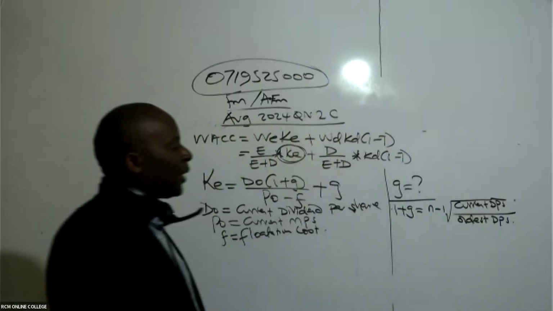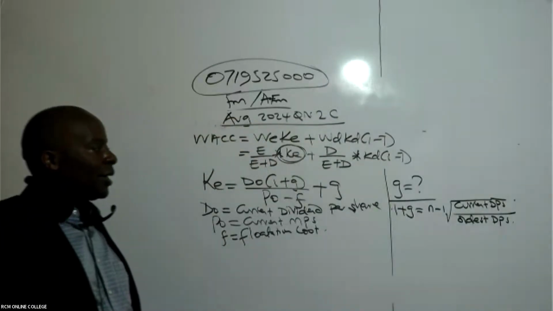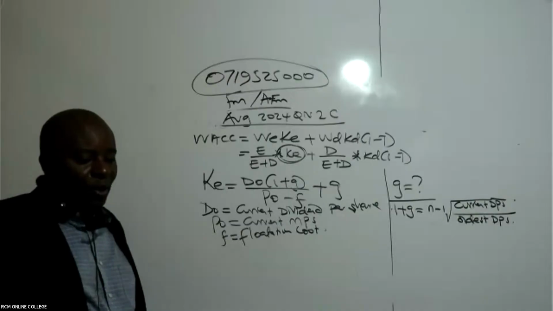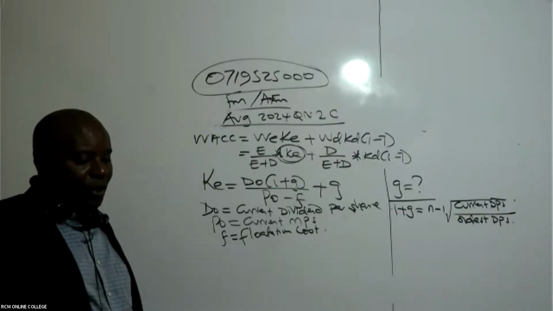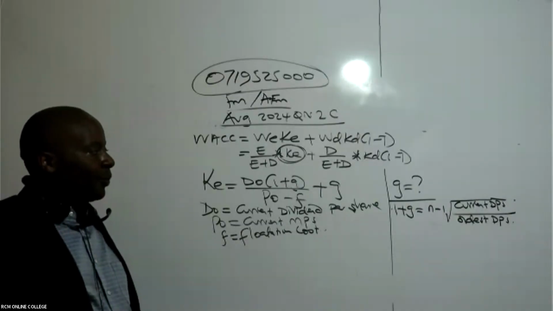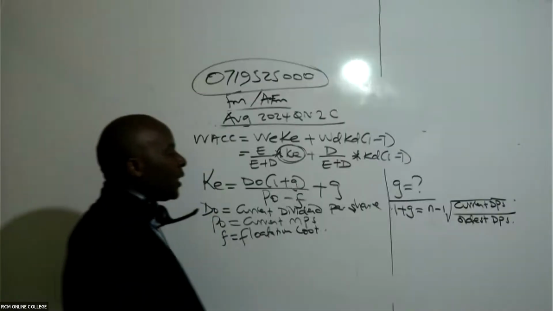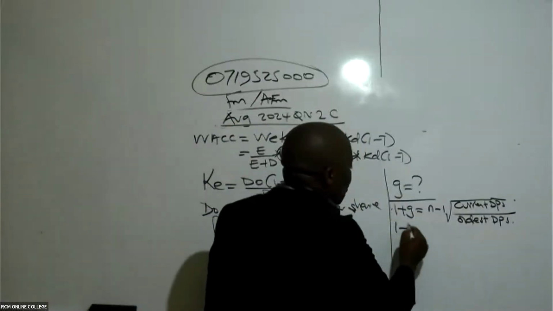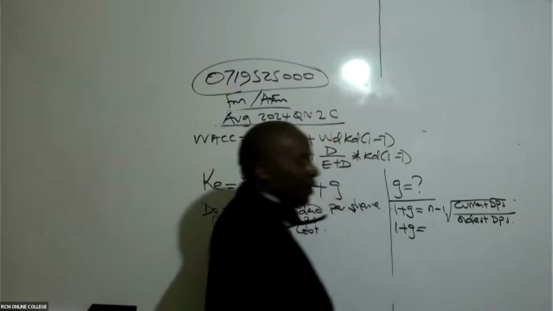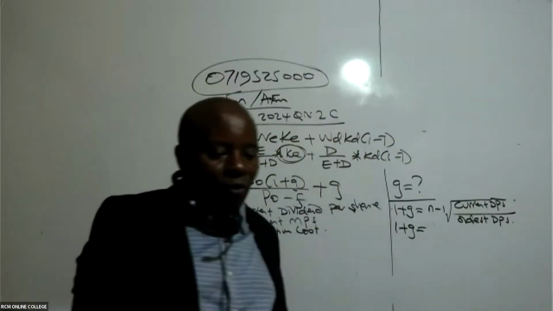So you take n minus 1 into current DPS, all over the oldest, what year? All over the oldest DPS. Then what do we have here, my friends? My 1 plus growth rate in dividends. Please see the question provided.